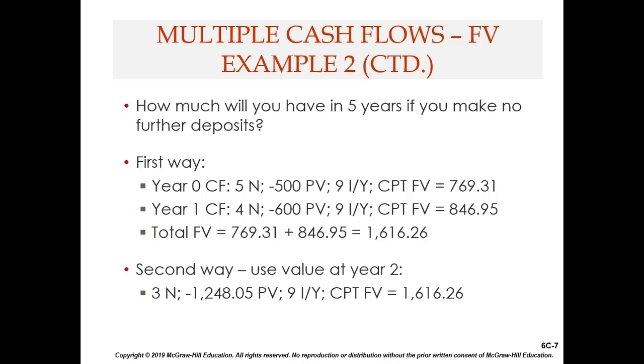Now I'm going to do the same thing for my second deposit that will be compounding over the next four periods. I is 9, going to put the present value, that's the day you're depositing it, as negative 600. Arrow down, alpha enter, $846.95. Now add those two together, that's your total amount.